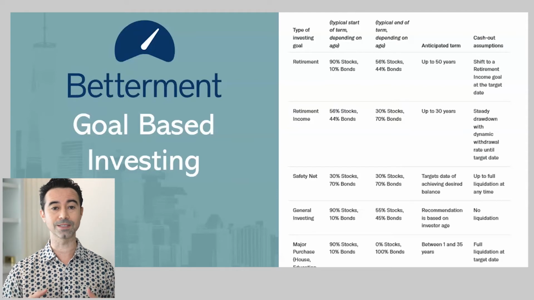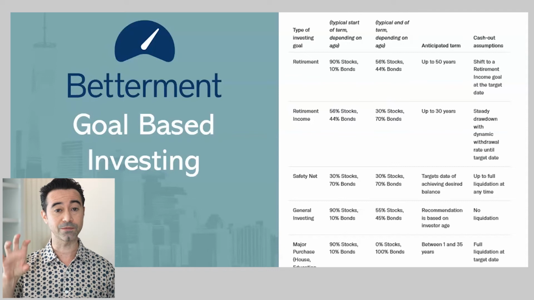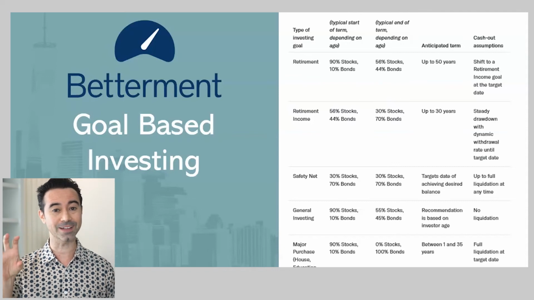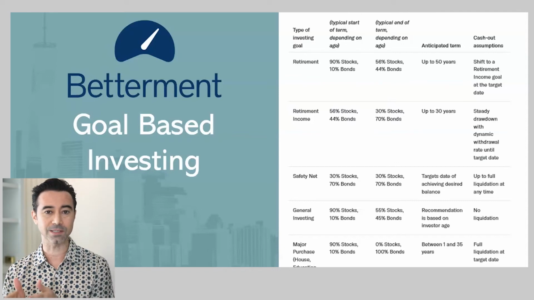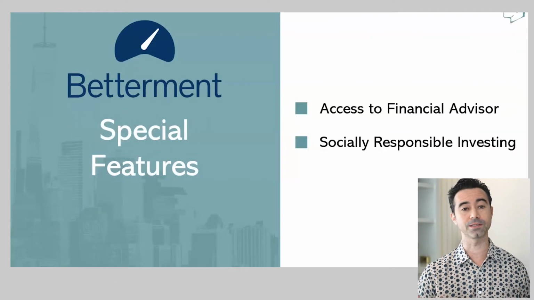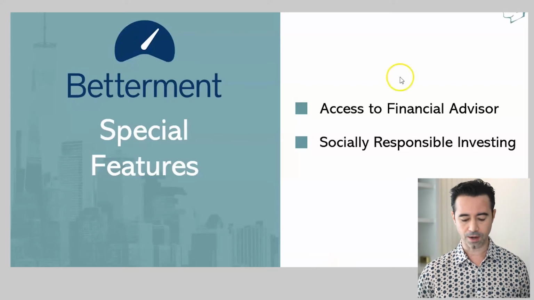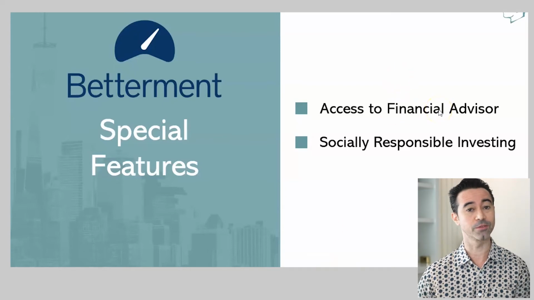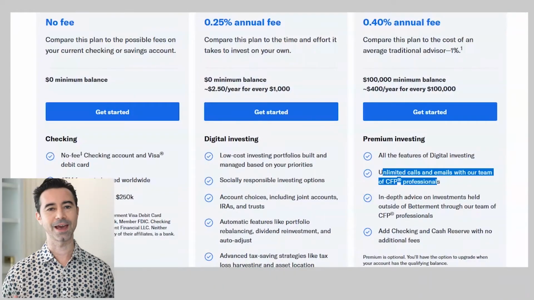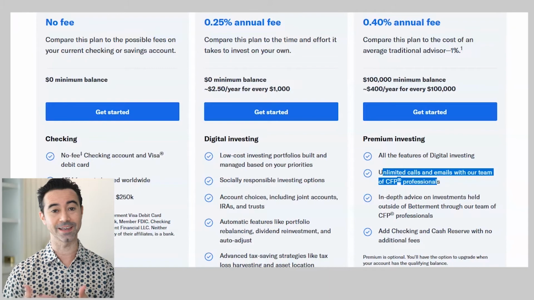So really Betterment's goal is to create this financial plan for you and manage specific goal-based accounts correctly based on how aggressive or conservative you invest. Some of the special features that Betterment offers that a lot of the other robo-advisors don't are access to a financial advisor. Essentially you can have a team of CFPs that you can call and ask questions and get answers on.